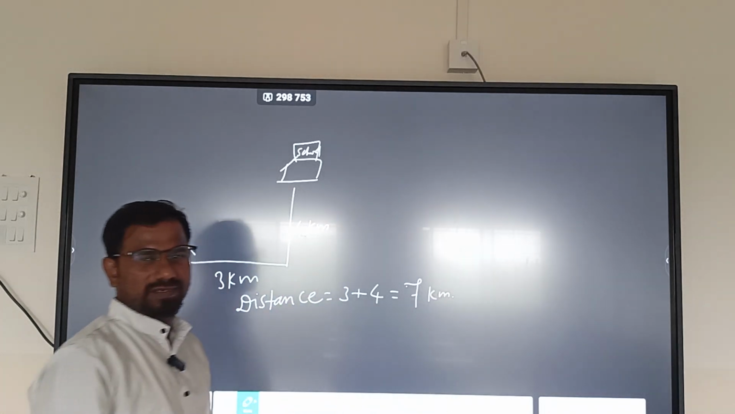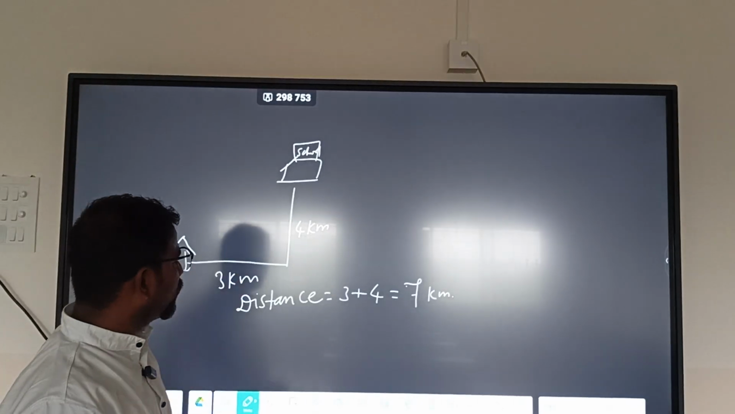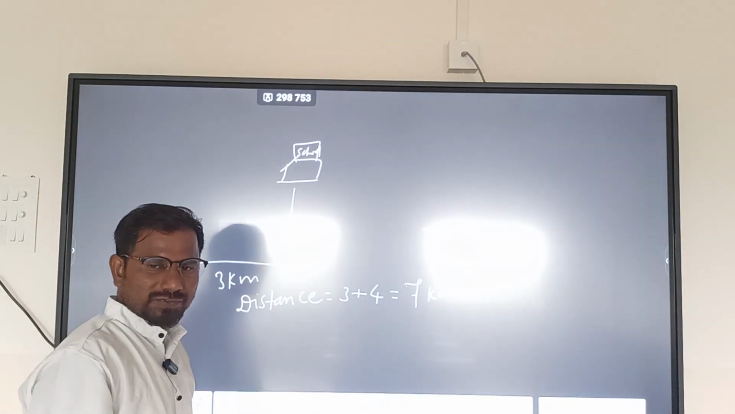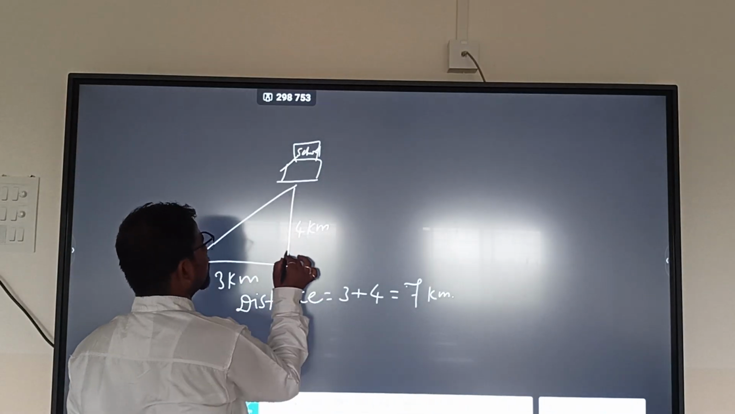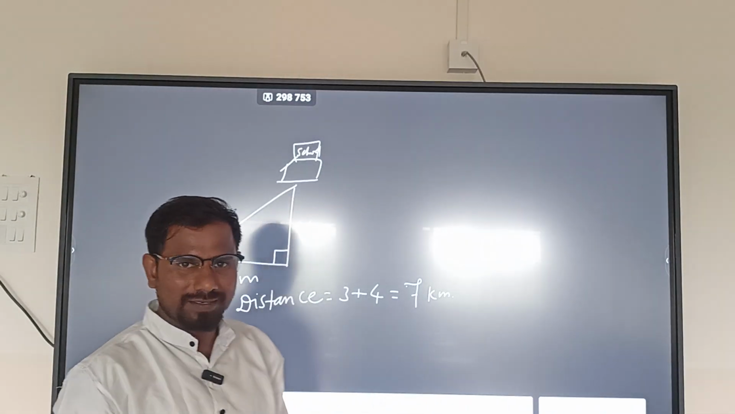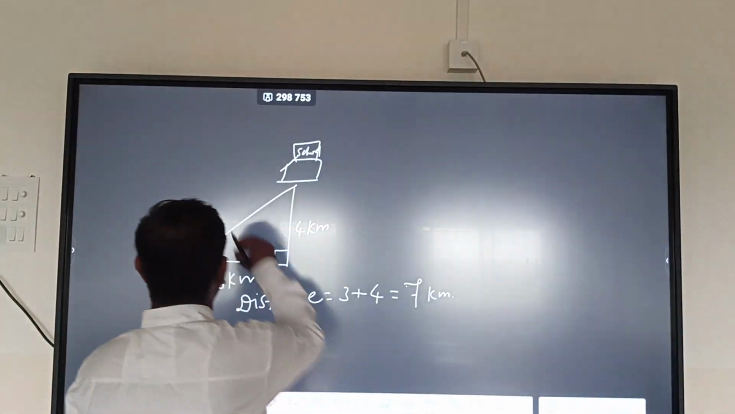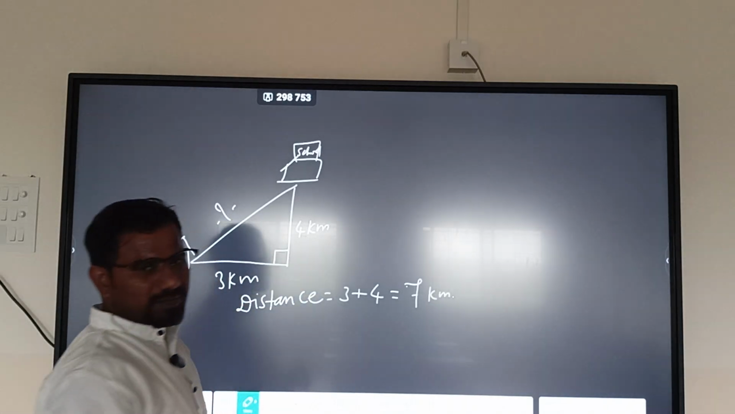Sir, what is the displacement? Sir, Jian went to school by this path. Do you know Doraemon has a bamboo copter? He will take the shortest path. Isn't it a right angle triangle? He will take the shortest path. Sir, how much distance did he cover, and what is the displacement also?